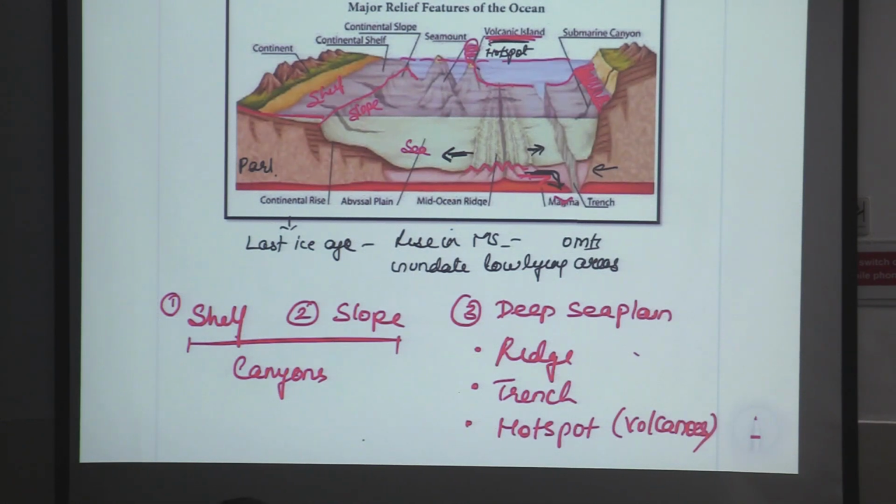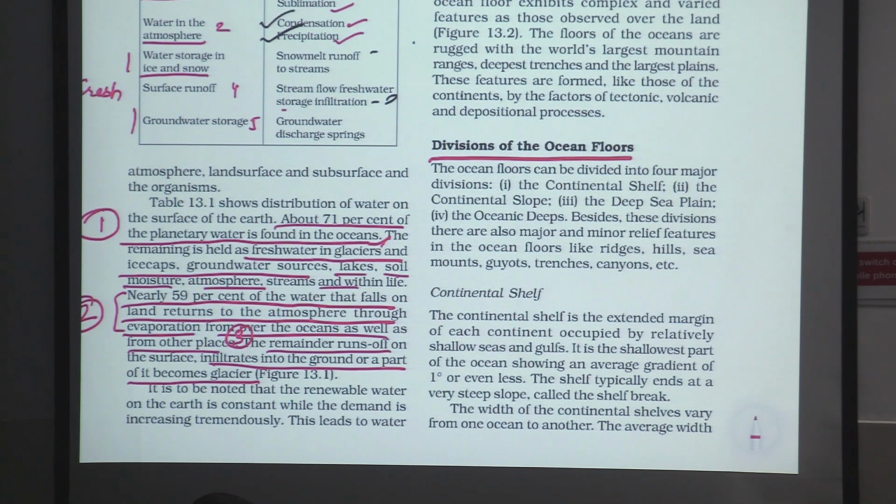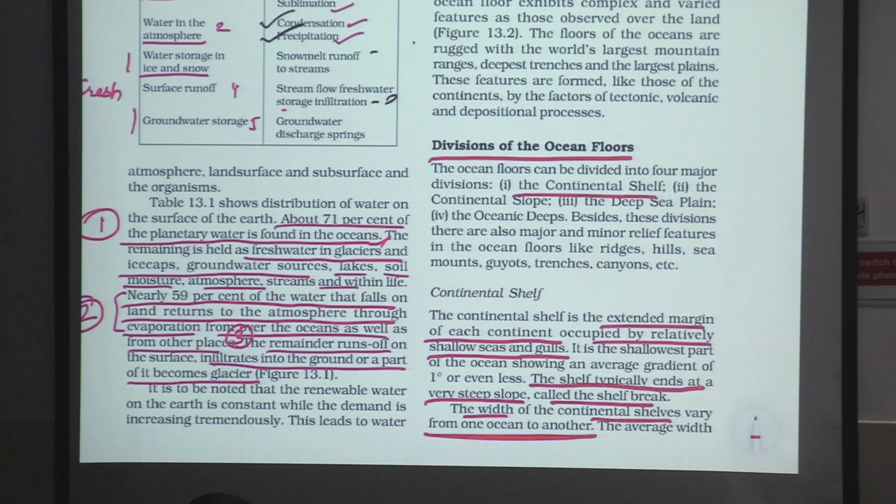Coming to our NCERT now, division of ocean floor. The ocean floor is divided into four major divisions. Continental shelf. The continental shelf is the extended margin of each continent occupied by relatively shallow sea and gulf. The shelf typically ends at a very steep slope called shelf break. We have seen it. The width of continental shelf varies from one to another. Why? We are just coming to it. And before I change the page, do see continental shelf, slope, deep sea plain and oceanic deeps. We are coming on to the details of each one of them.